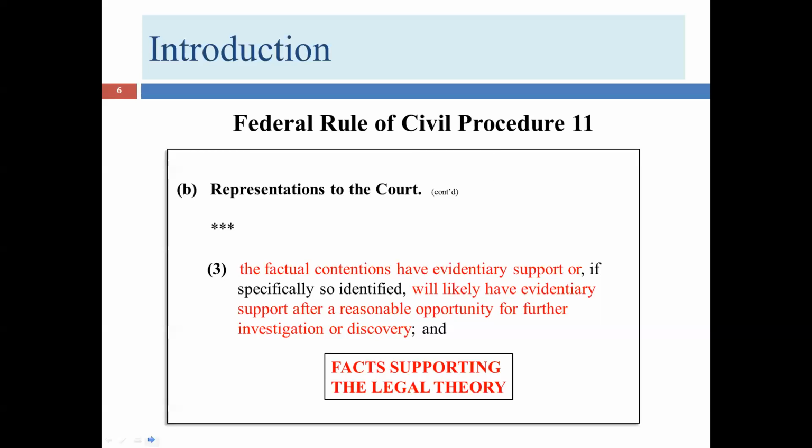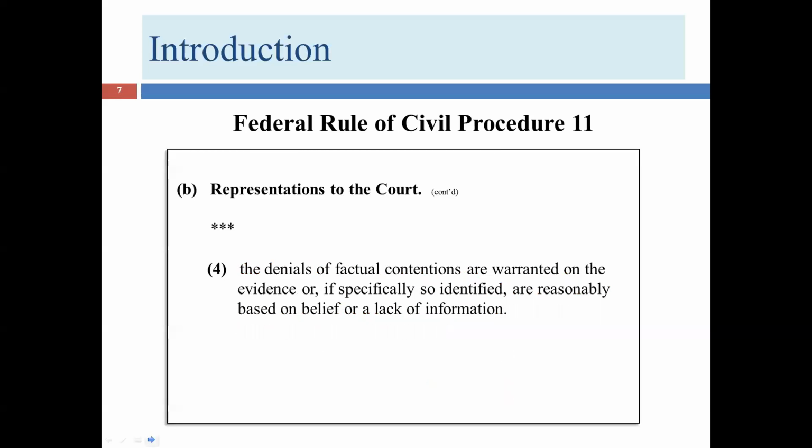Let's go to the next slide. Okay, and this is B4. Denials of factual conditions are warranted on the evidence or, if specifically so identified, are reasonably based on belief or a lack of information. Let's imagine for a second that we are now representing Dr. Bob. And Dr. Bob is responding to the lawsuit that Mary has filed.